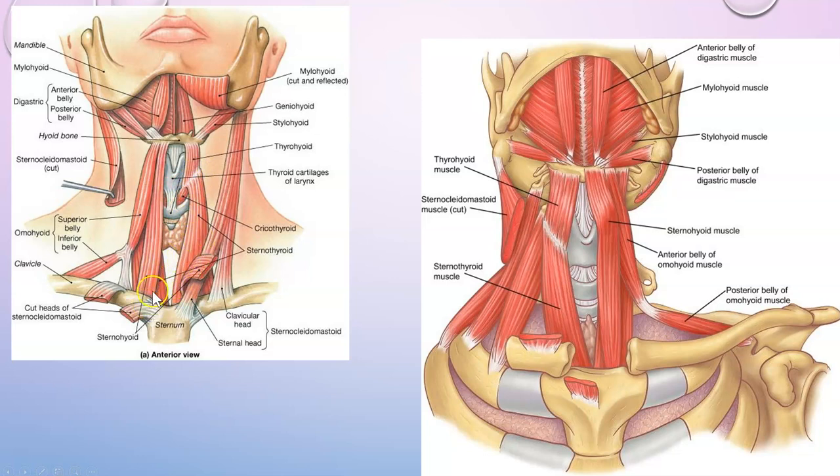So a couple of differences which I talked about. Remember, the sternothyroid attaches to the sternum and the cartilage of the first rib to the thyroid cartilage here. So we see the muscle belly here. And then the sternohyoid, which we talked about, arises from the clavicle, sternoclavicular joint, and the sternum to rise up here to the inferior surface of the body of the hyoid bone.